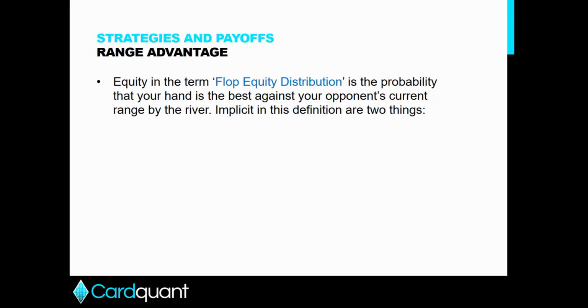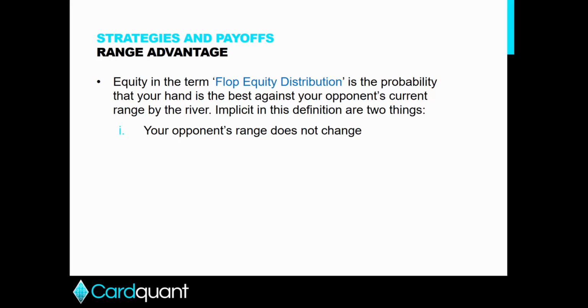So implicit in this definition are two things. First of all, that your opponent's range does not change. Now in reality, you've got some set of future paths where your opponent's betting range will have a different equity against your hand than your opponent's check back range, and your opponent's bet flop and bet turn range will have a different equity compared to his bet flop check back range, and so on and so forth.